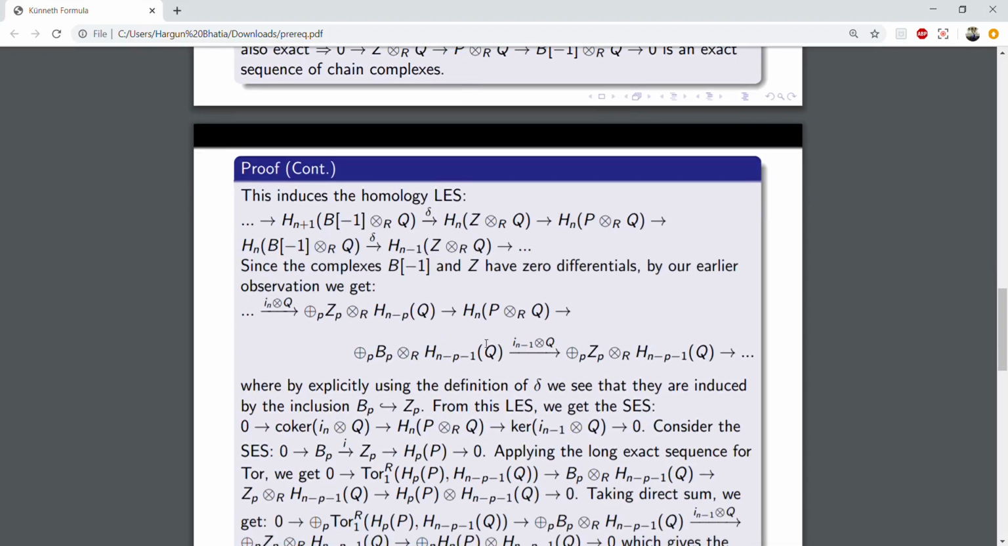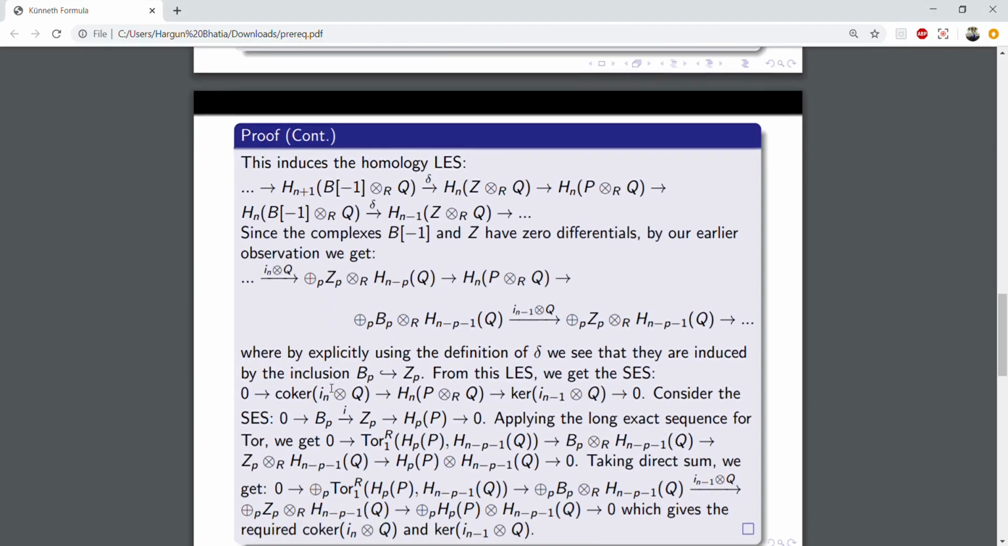Then from this long exact sequence I can get a short exact sequence. Essentially, I look at the cokernel of this map, this to this. I take the cokernel of this map and call this I_n ⊗ Q. So this is the cokernel, I_n ⊗ Q, sitting inside H_n(P ⊗ Q). And then I look at the kernel of this map, which I call the kernel of I_{n-1} ⊗ Q. So this is short exact, obviously. Now our main aim is to figure out what these cokernels and kernels are, right? That will give me an exact sequence with the middle term we want.